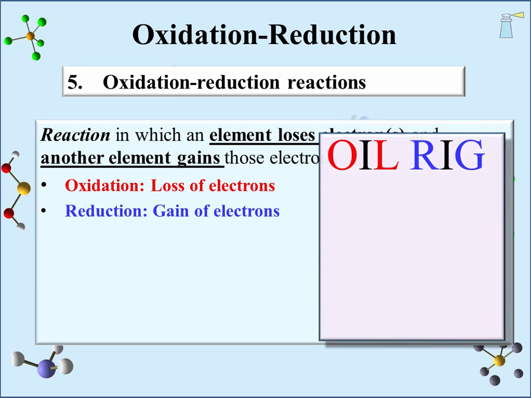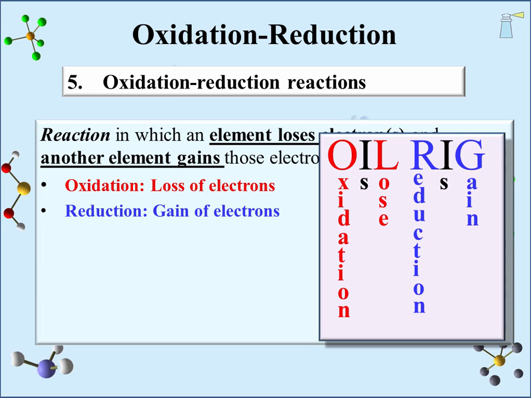A helpful acronym in remembering the connection between oxidation, reduction, and loss, gain is OIL RIG. It is the first letter of each word in: oxidation is loss, and reduction is gain. There are other such tricks, but this one will do nicely.